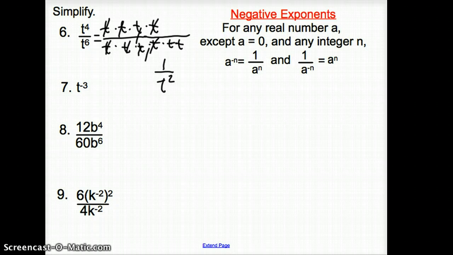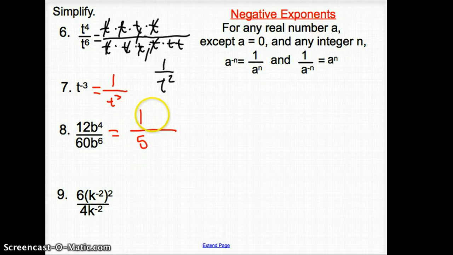So now if we take a look at example 7, this t to the negative third is on the top, so we're going to move it to the bottom by putting 1 over t to the third, and it becomes positive because it was negative on top, but now it's positive on the bottom. Looking at 8, 12 over 60. Well, that will simplify to 1 over 5 because 12 goes into 12 once, and 12 goes into 60 5 times.